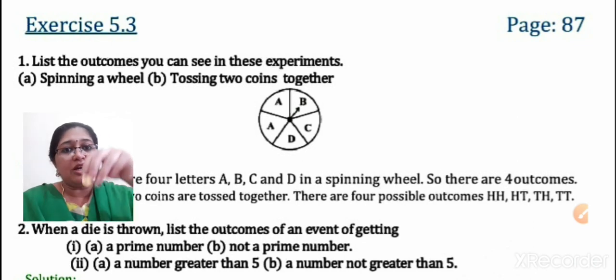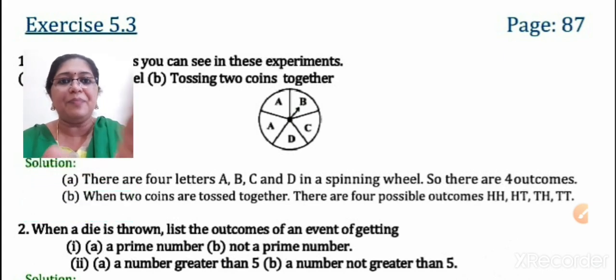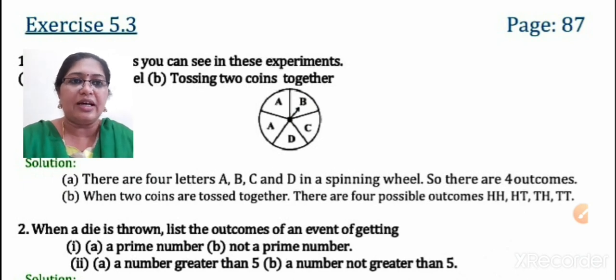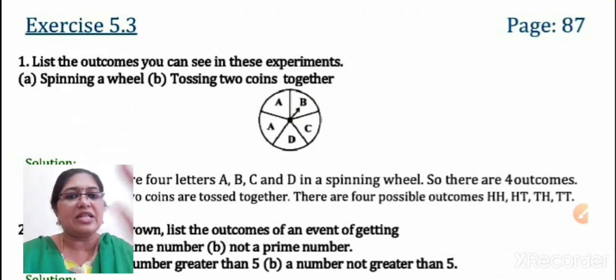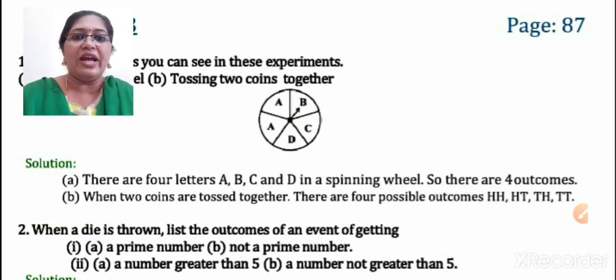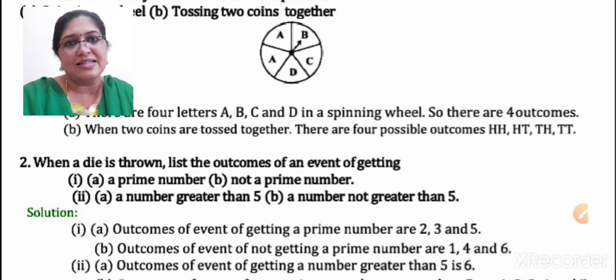When I toss 2 coins, what are the results I am getting? Those are the outcomes. Let us see the answer. When 2 coins are tossed together, there are 4 possible outcomes: head and head, head and tail, tail and head, and tail and tail. Now the next question is about the dice. When a die is thrown, list out the outcomes of events of getting. What are the numbers on the dice? Let us see now.